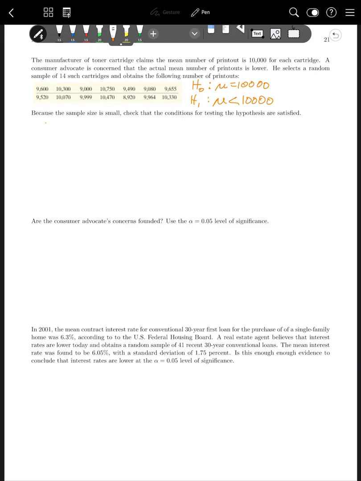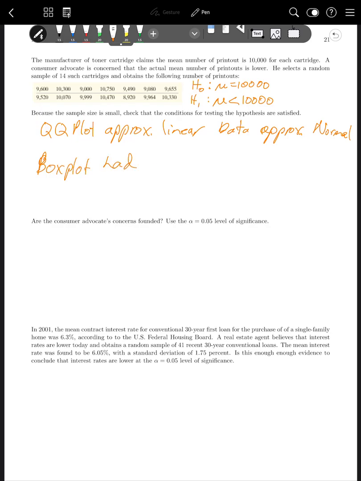So for this first part of this question, we can say the conditions are met because the QQ plot was approximately linear, so the data is approximately normal, and the box plot had no outliers.